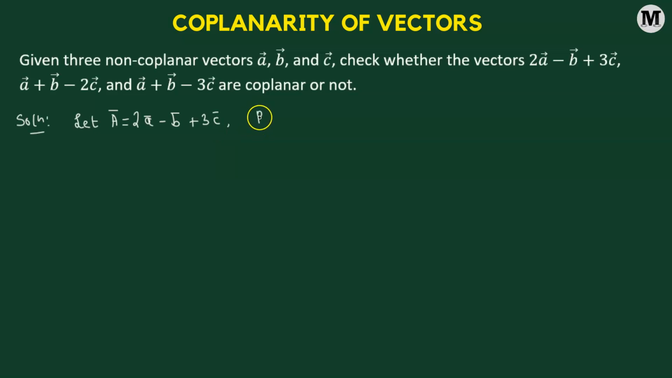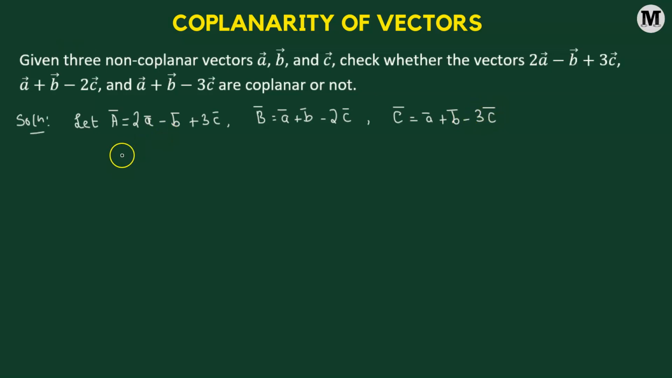Then B vector is represented by A vector plus B vector minus 2 times C vector. And then we have C vector, which is represented by vector A added to vector B minus 3 times the vector C.